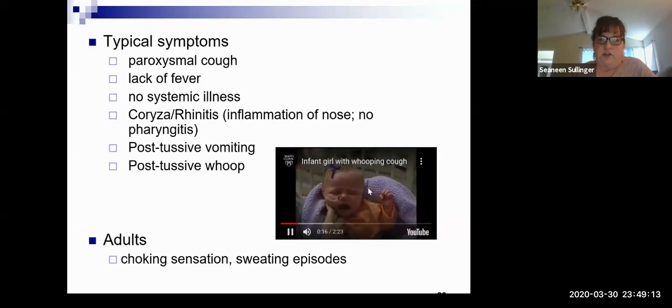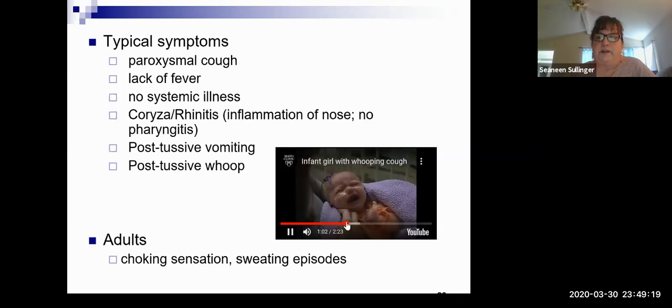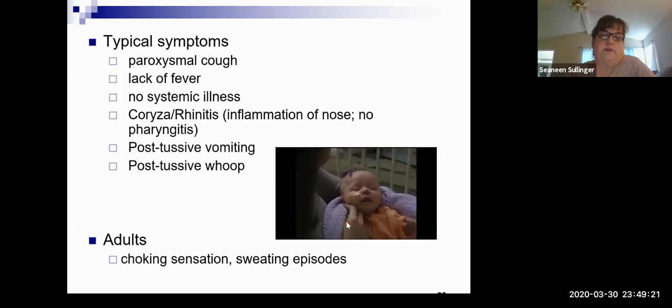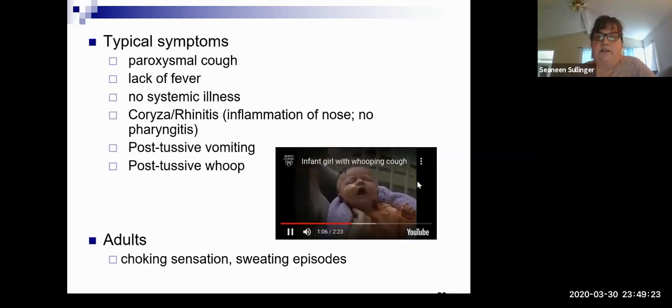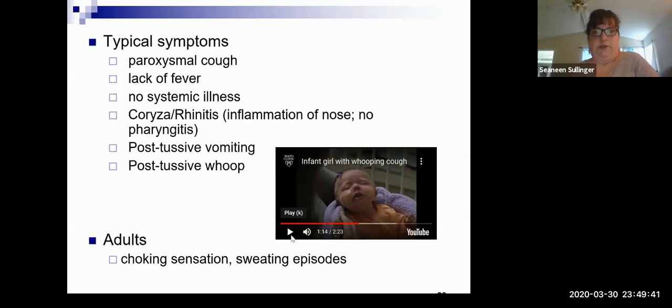Right, and so she can't catch her breath, little color change there. And then this video goes about 2 minutes and 23 seconds, and that's how long this episode is. So then she gets upset and she starts crying, and we kind of start all over again. You also notice that she has an NG tube in, so she's probably having difficulty feeding, and so they have inserted an NG tube so that she can get some nutrition.